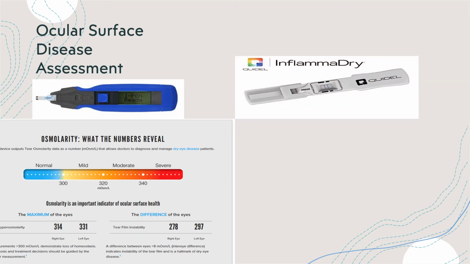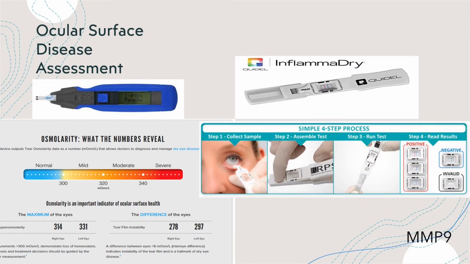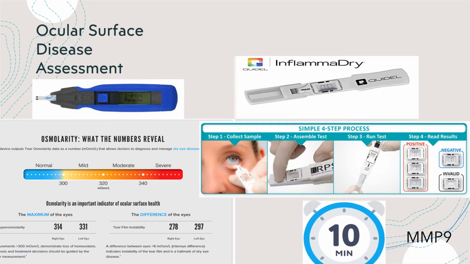The next we test is InflammaDry. InflammaDry is the first and only rapid test that detects elevated levels of MMP-9, an inflammatory marker that is consistently elevated in tears of patients with dry eye disease. Using direct sampling microfiltration technology, InflammaDry accurately identifies elevated levels of MMP-9 in tear fluid samples taken from inside the lining of the lower eyelid. Simply, it tells us if inflammation is present in 10 minutes.